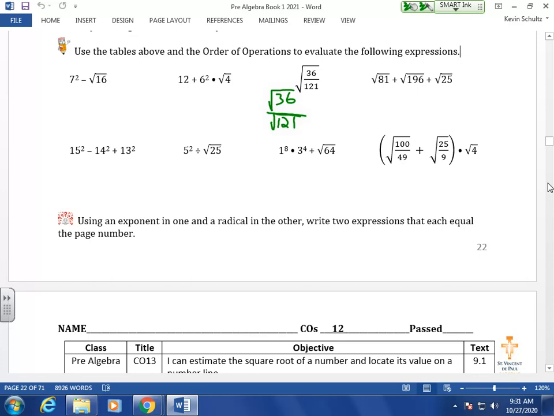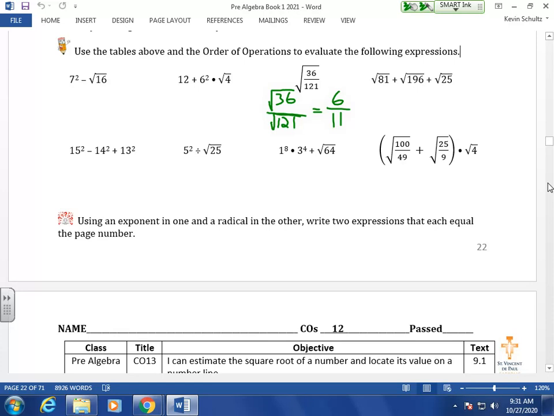The root of a fraction, the root of 36 over 121, can be rewritten to be the root of the numerator divided by the root of the denominator. And do we know what the root of 36 is? 6. Do we know what the root of 121 is? 11. So that expression equals 6/11. Okay. Now, how would you use your calculator to check that?